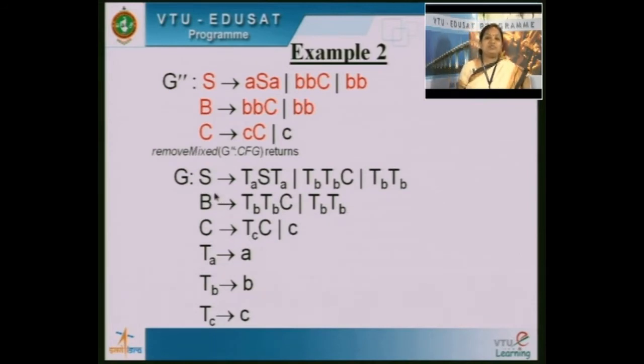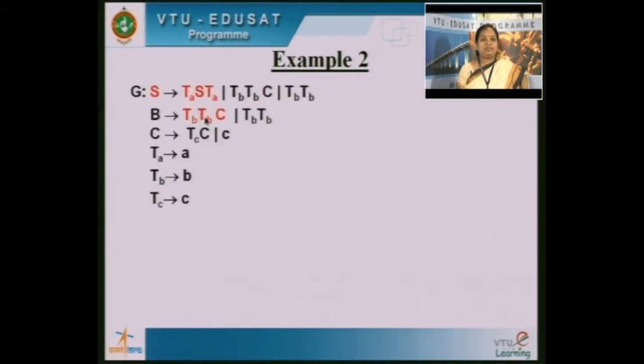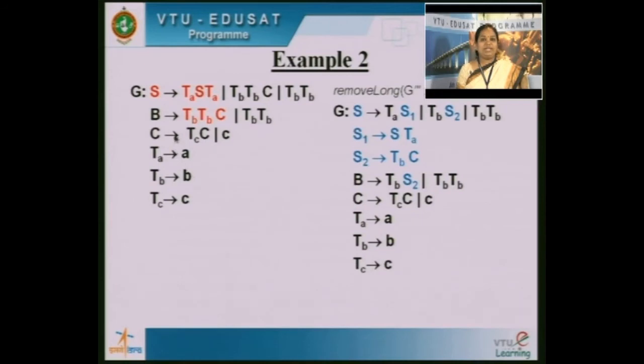Next, are there RHS productions or rules of length greater than 2? Yes. So here we have 3, 3, 3. So we must eliminate these productions. After eliminating these productions, the grammar obtained is, you can say, S tends to TA, S, TA.